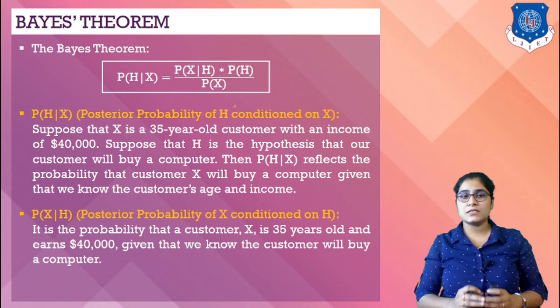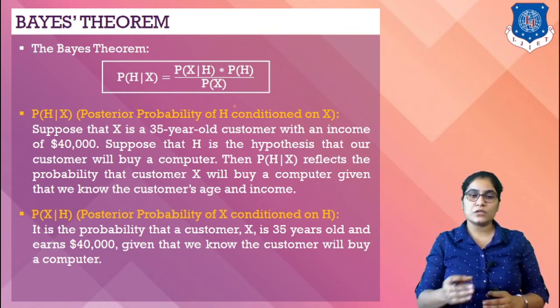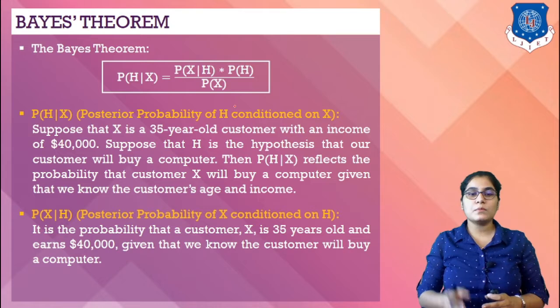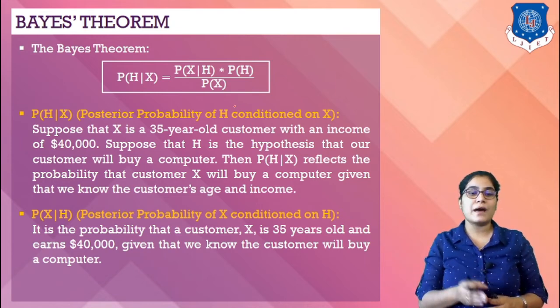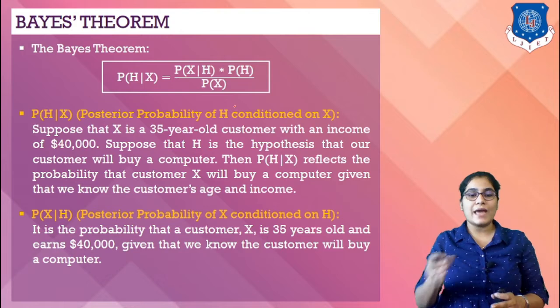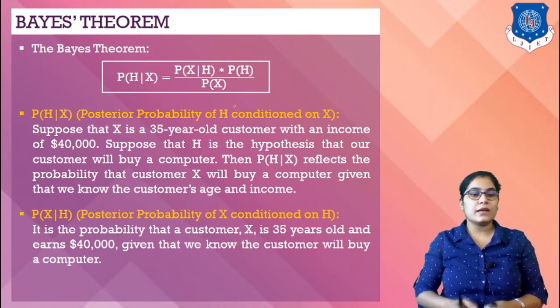Now, in this slide you can see Bayes' theorem. So let's understand the notations used in Bayes' theorem. First, the probability of hypothesis H given X, P(H|X), which is known as the posterior probability of H conditioned on X. Suppose that X is a 35-year-old customer with an income of $40,000. Now, suppose that H is the hypothesis that our customer will buy a computer. Then P(H|X) reflects the probability that customer X will buy a computer given that we know the customer's age and income.